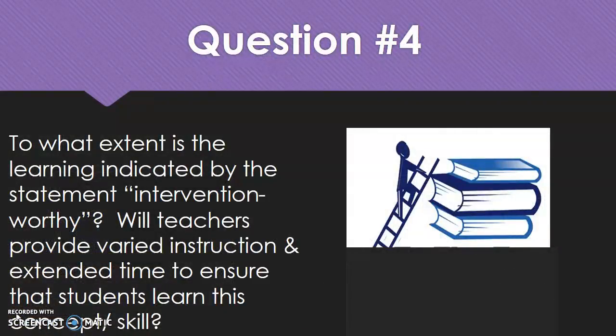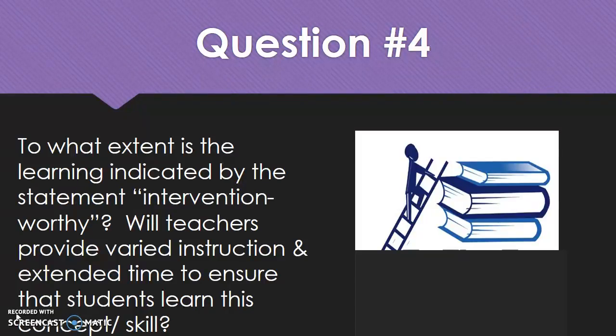Last but not least, we want to consider to what extent is the learning indicated by the statement intervention worthy? Will teachers provide varied instruction and extended time to ensure that students learn this concept or skill? One way to help determine if a learning statement is intervention worthy is to consider if your grade level is the end of the road or an endpoint for this learning statement. If so, it is probably intervention worthy.